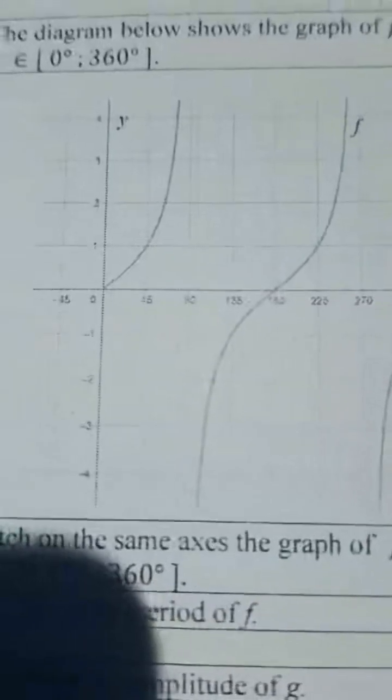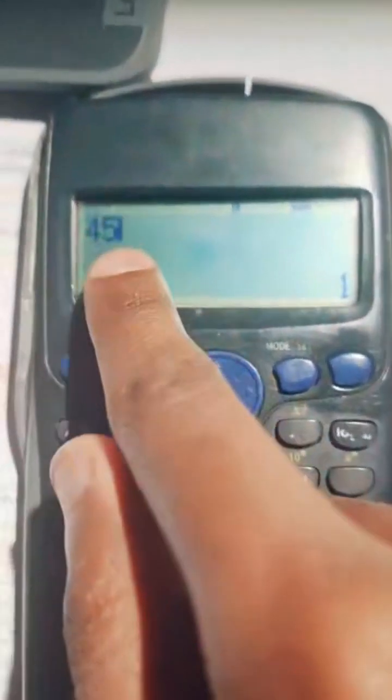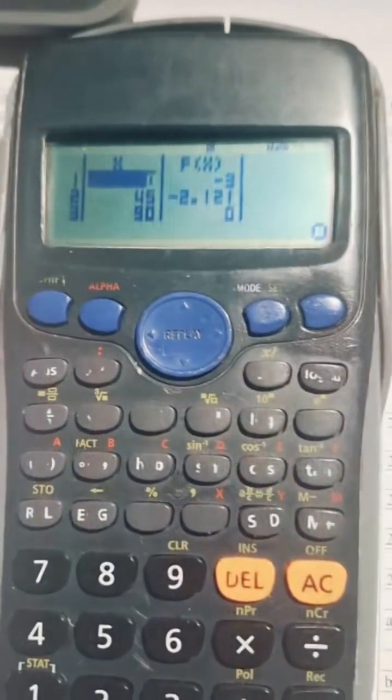So we are going up by how much each time? By 45 degrees, because 0 to 45 is 45 degrees. 45 to 90 is another 45 degrees, which means our step is 45 degrees. So I'm going to come here and type in, after the step appeared, 45. Then I'm going to say equal.